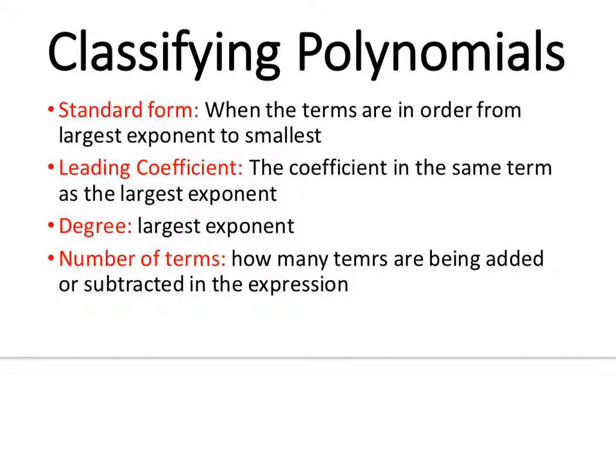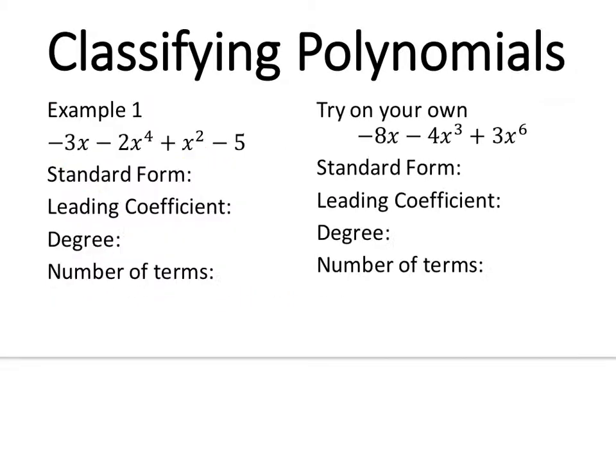So you want to take a moment to pause this and copy down those terms. To classify polynomials, first you want it to be in standard form. Of course, I didn't leave myself enough room, so I'll do that down here. So in standard form, it just needs to go in order from largest exponent to smallest exponent. So I reorder it to be negative 2x to the fourth plus x squared minus 3x minus 5.